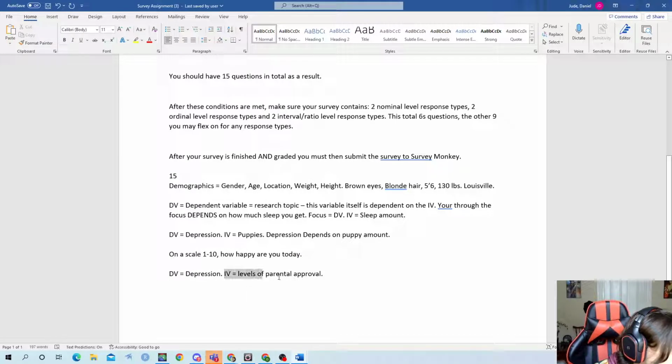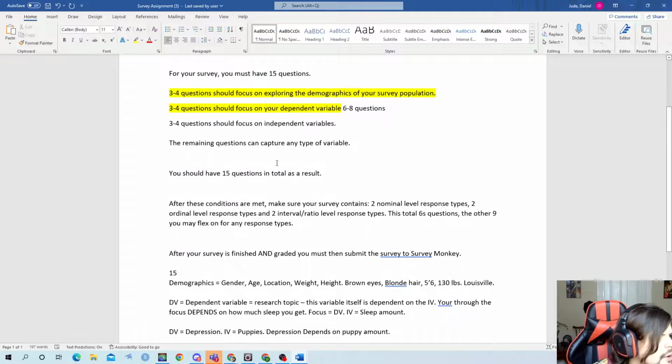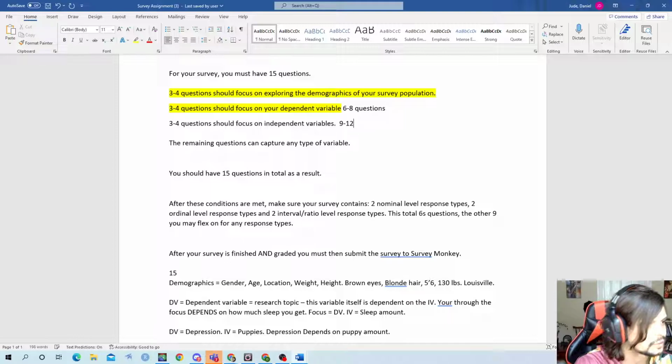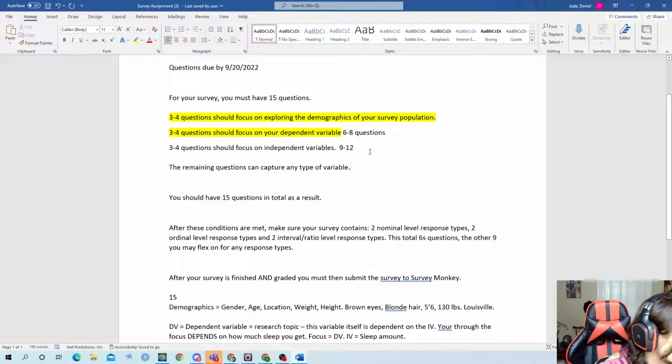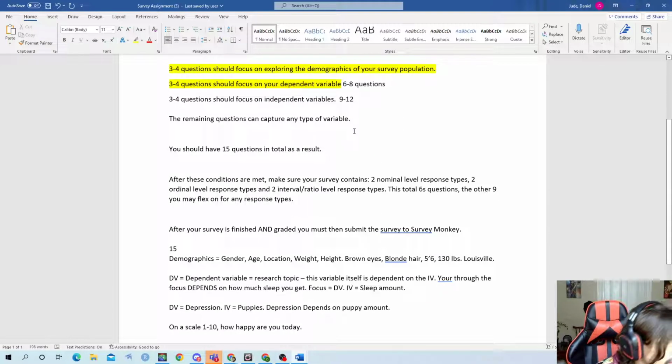And the lower levels of parental oppression, then that impacts how much depression you could have. Okay? So make sure that you have unique independent variables besides these, but you can pass 1 or 2 of these questions off under this, but you need at least 2 unique independent variables. Now if you answer everything from this point, you will have anywhere from 9 to 12. Okay, 9 to 12. This means the remaining questions can capture any type of variable. All right, so independent or dependent.